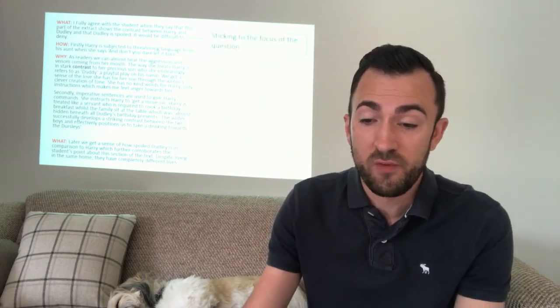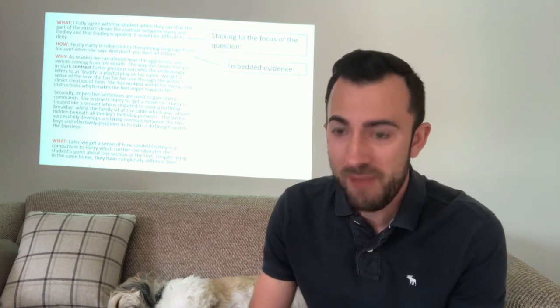The what: I fully agree with the student when they say that this part of the extract shows the contrast between Harry and Dudley and that Dudley is spoiled. It would be difficult to deny. I've stuck to the focus of the question and then backed it up with some embedded evidence.